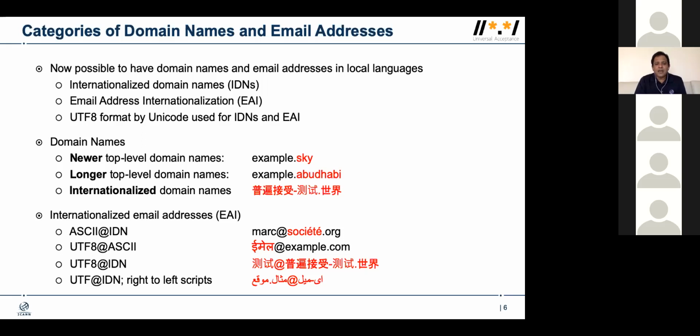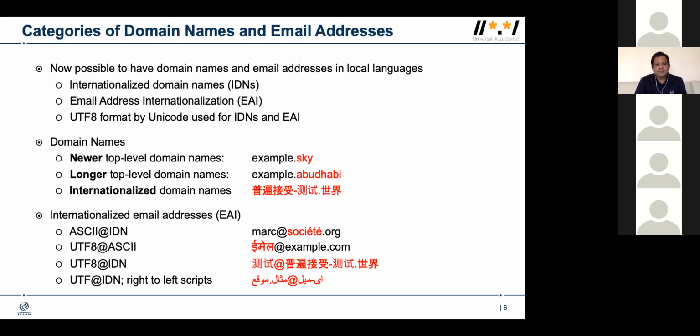And then we also have internationalized domain names. If you can see these characters in Chinese script, that is an internationalized domain name. So these are some examples of the domain names that we are talking about.